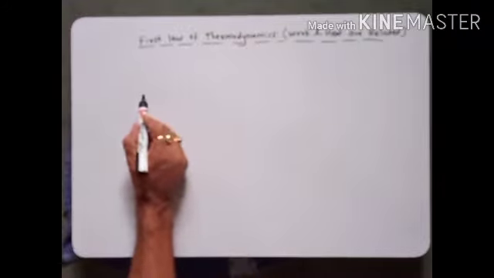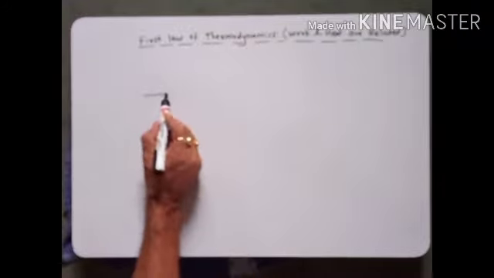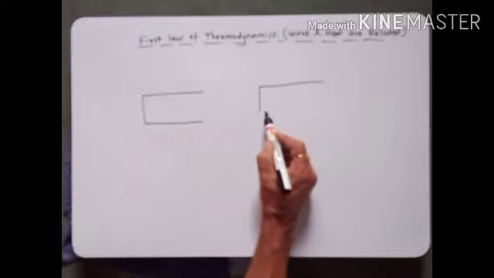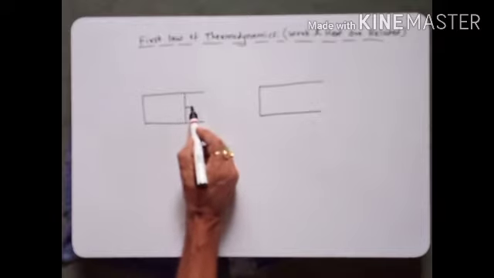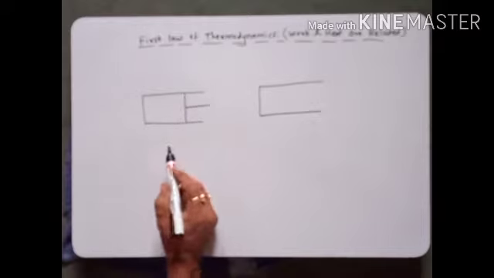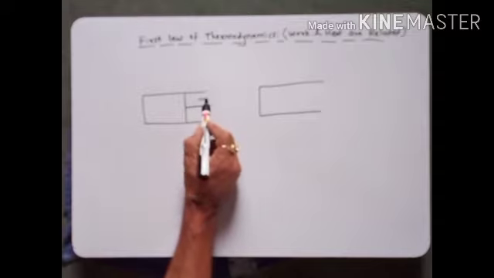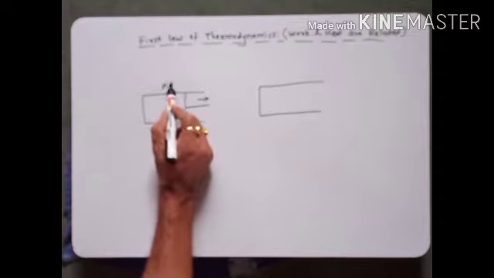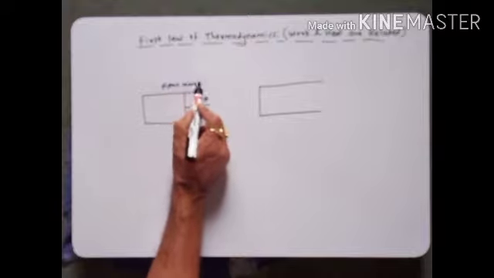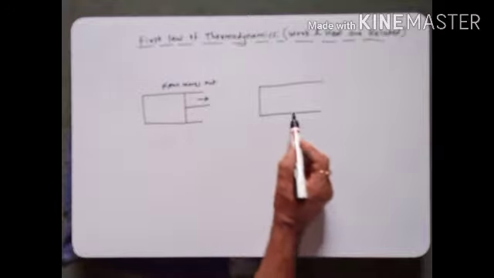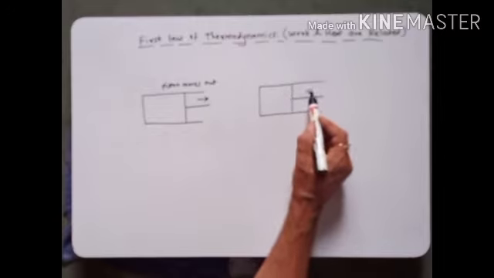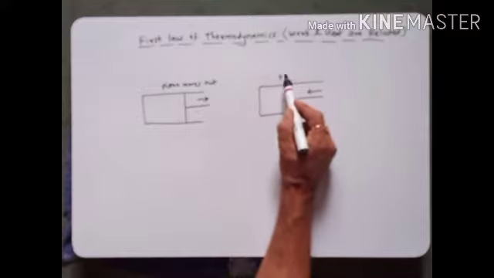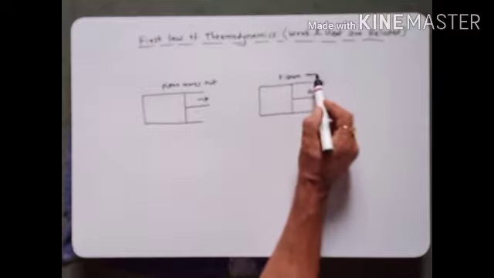Suppose you can do the same thing here. Suppose this is the cylinder, and in this cylinder we can do the same here also. Suppose this is the piston. Here the piston moves in the outward direction. Piston moves out. And here, suppose this is the piston, and the piston moves in. I will write here, piston moves in.